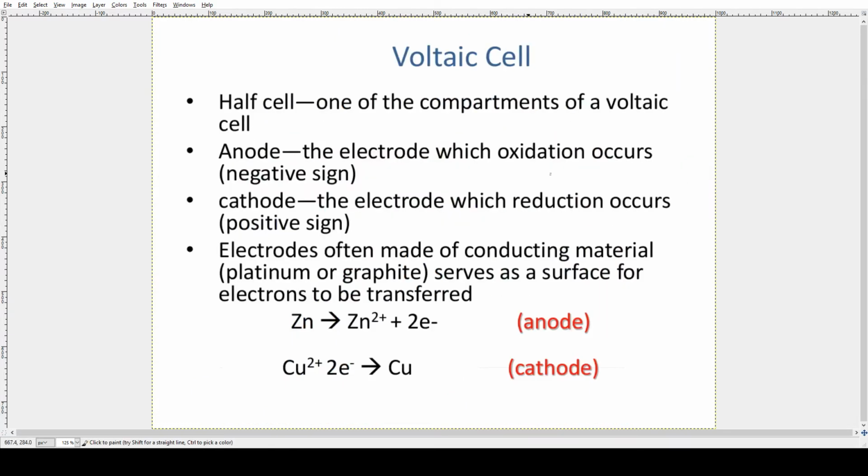So you want to know what a half cell is. A half cell would be one of the compartments of a voltaic cell. We know it's got these two different compartments, right? So here is the half cell, there's another half cell.